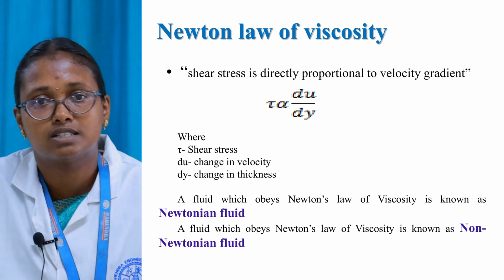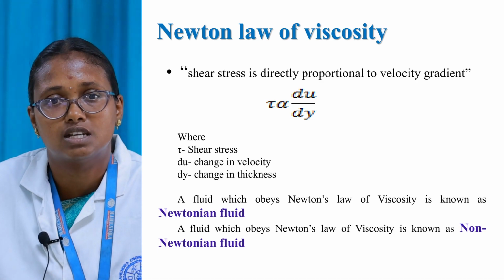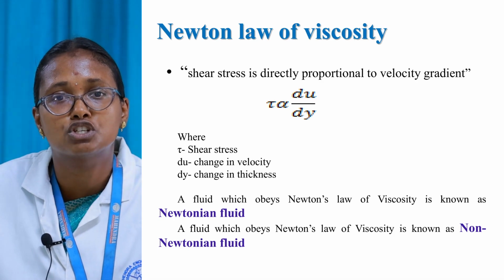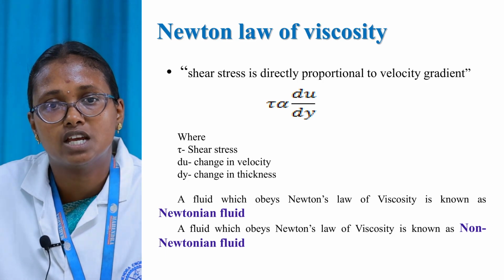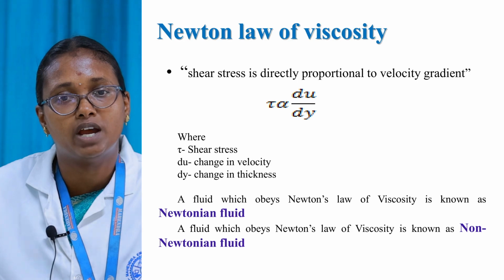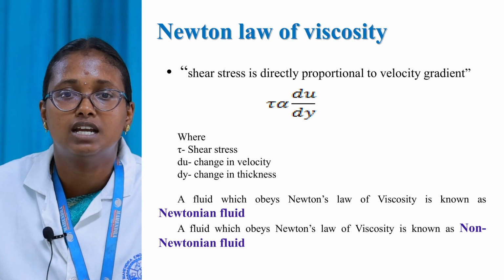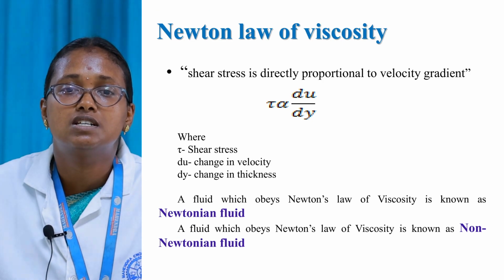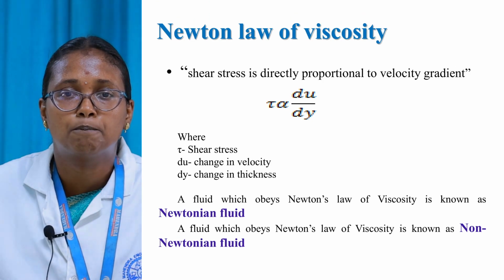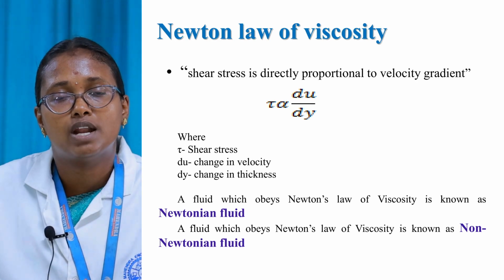So that is what we are calling a fluid. Here, Newton's law of viscosity says that shear stress, that is tau, is directly proportional to the rate of shear strain or velocity gradient. The rate of shear strain is nothing but du by dy. Here du is the change in velocity and dy is the change in distance. Therefore, shear stress is directly proportional to du by dy, the velocity gradient.